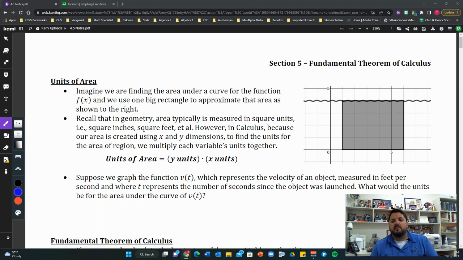So for our next topic today, this one's important. This is the big one, Fundamental Theorem of Calculus. Today's goal is really to connect everything that we've talked about so far in Unit 4.